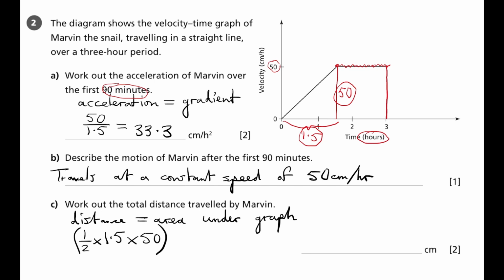We now need to add on the area of the rectangle. The base goes from 1.5 up to 3, so that's another 1.5 hours. So the area of this rectangle will be 1.5 multiplied by the height, which is 50. So we're going to add on 1.5 multiplied by 50. When we work that out, we get a final answer, total distance traveled by Marvin, of 112.5 centimeters.